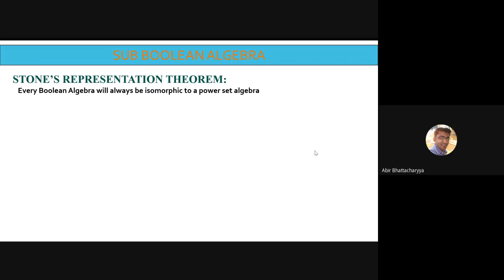So, first of all, what is Stone's representation theorem? It tells us that every Boolean algebra will always be isomorphic to a power set algebra. Like this, a Boolean algebra B is always isomorphic with the power set algebra, or the power set of A.